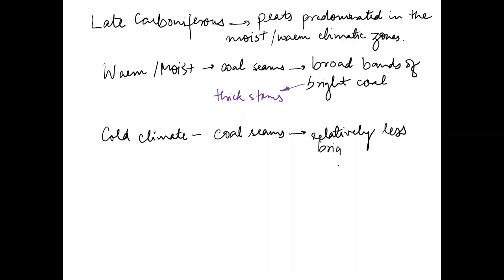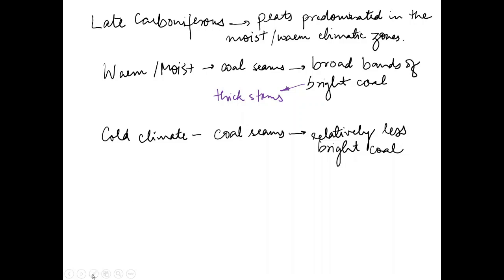So why do the coal seams of temperate or cold climate, they are relatively dull? Because of the type of flora. In the warm and moist type of climate, you have large trees which have thick stems, and so the coal seams which are formed from these thicker stems, they consist of bright coal. While in the cold and dry type of climate, the coal seams are relatively thin, and they consist of less bright coal, only because of the type of flora.